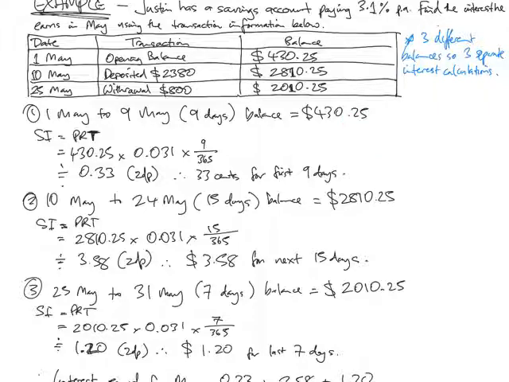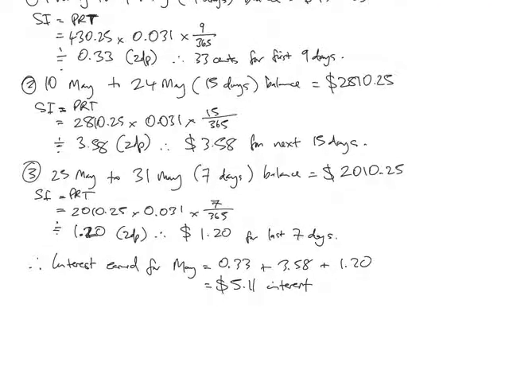As long as you separate it into the sections where it's the same balance, so see how the balance was 430 for those days, 430 calculation, the balance was 2810 for that, so there's a separate calculation for this, and there was another balance of 2010, so a separate calculation for this, add them all up at the end to get the total interest they earned for the month.